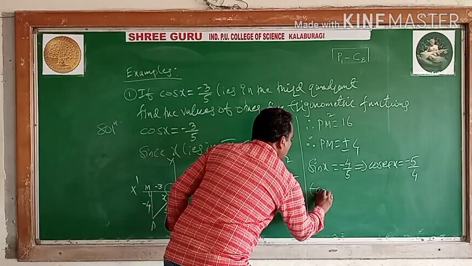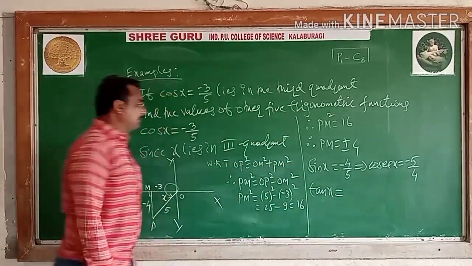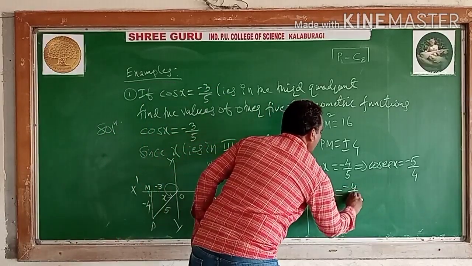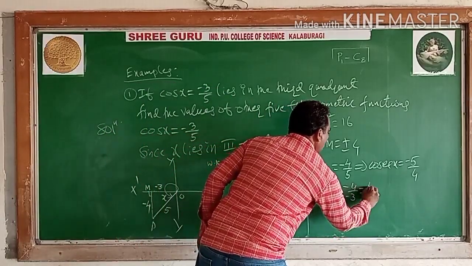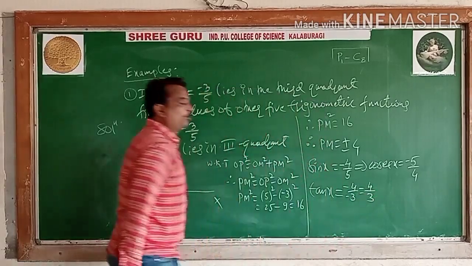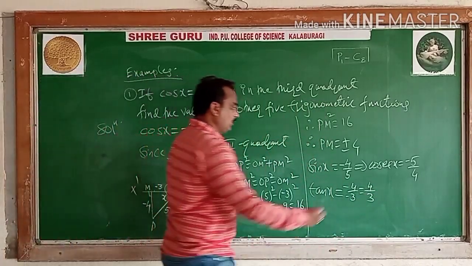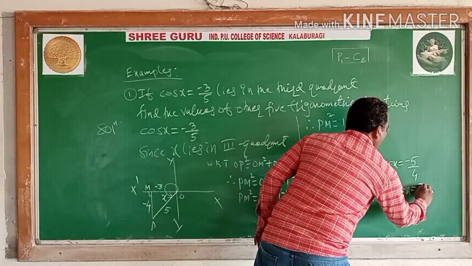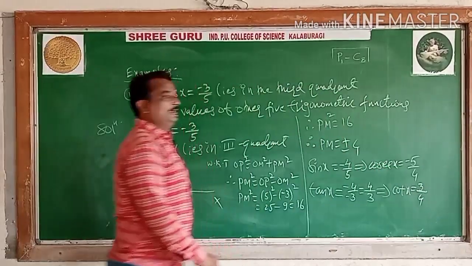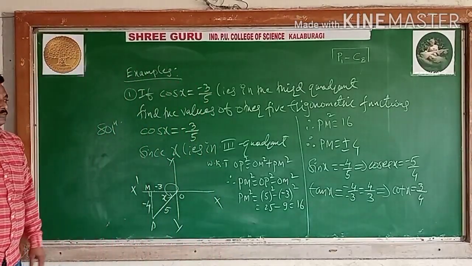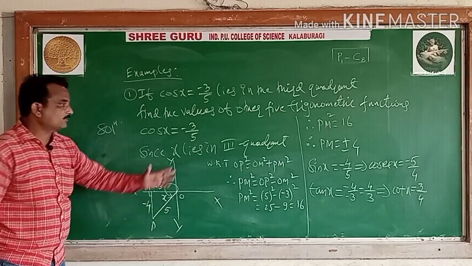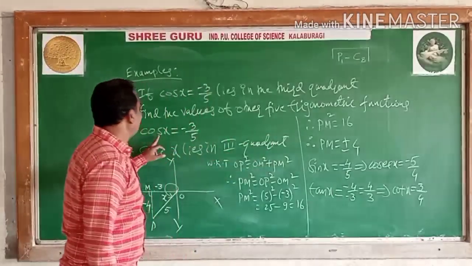Cos is given. Tan x: see, students, tan x is opposite by adjacent side. Minus 4 by minus 3, minus of minus is plus, so 4 by 3. Tan x is positive in the third quadrant. And see the reciprocal, cot x: minus 3 by minus 4, it is plus 3 by 4. Tan and cot are positive in the third quadrant.